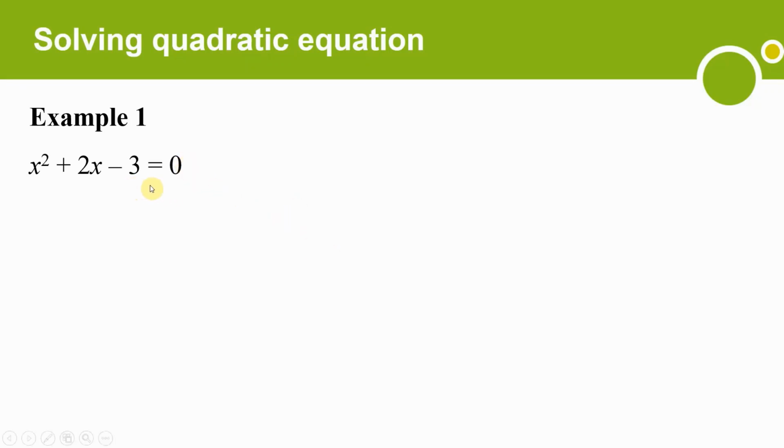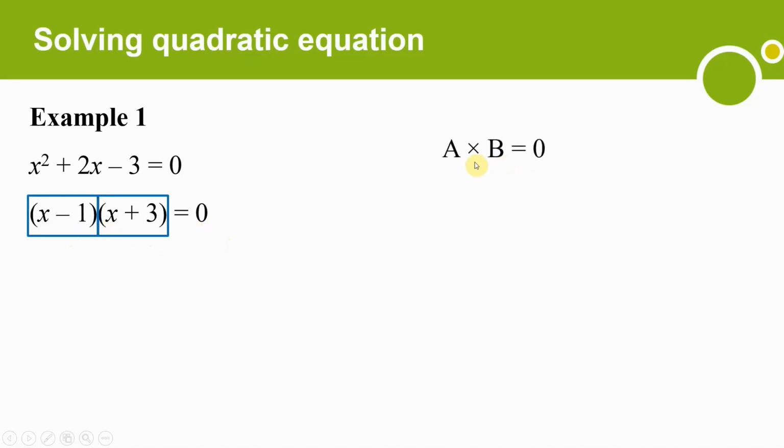To solve this equation, first we need to factorize it. So after factorizing it, we have two brackets here, and let's look at this in detail. This means there are two brackets multiplied to each other, and you will get 0 at the end. And how do we get 0? Let's try and look at this in a simpler form. A times b equals to 0. So be reminded, any number multiplied by 0 is 0.